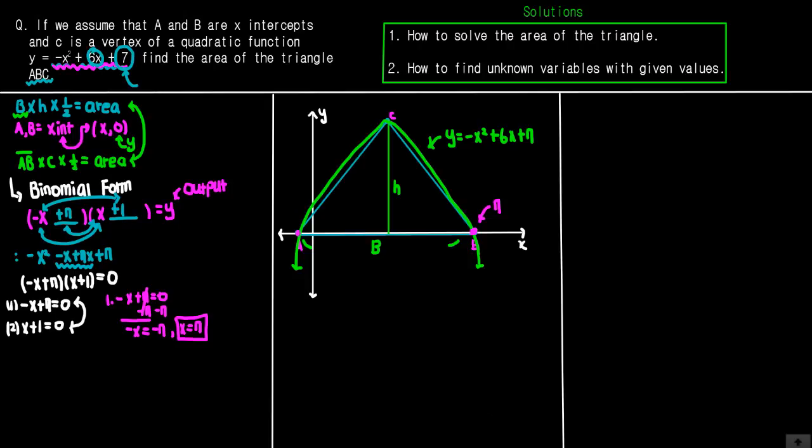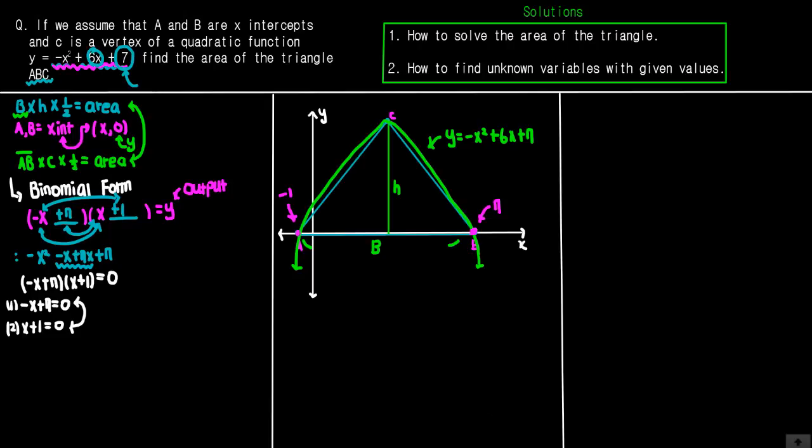And for the second case where x plus 1 is equal to 0, we can subtract 1 from both sides, and then we're going to get x is equal to negative 1. And it will obviously be the a value, since we need the a value to be located on the negative side. So the a value is going to be negative 1.